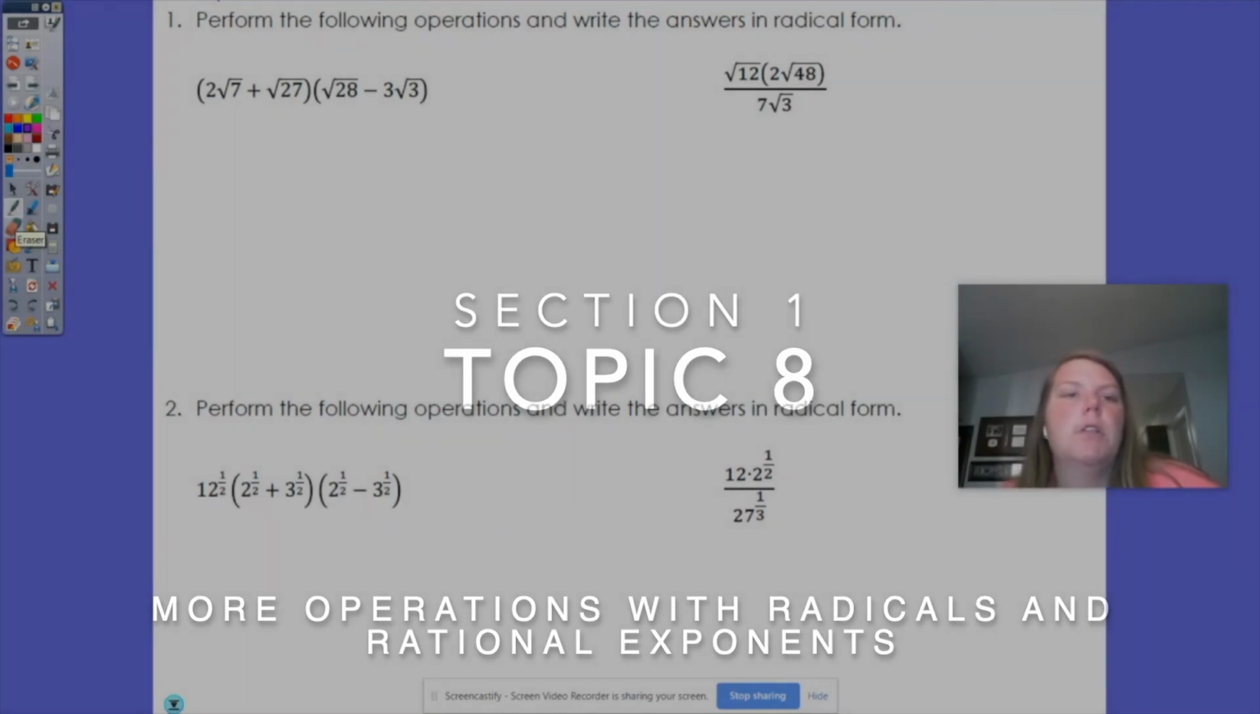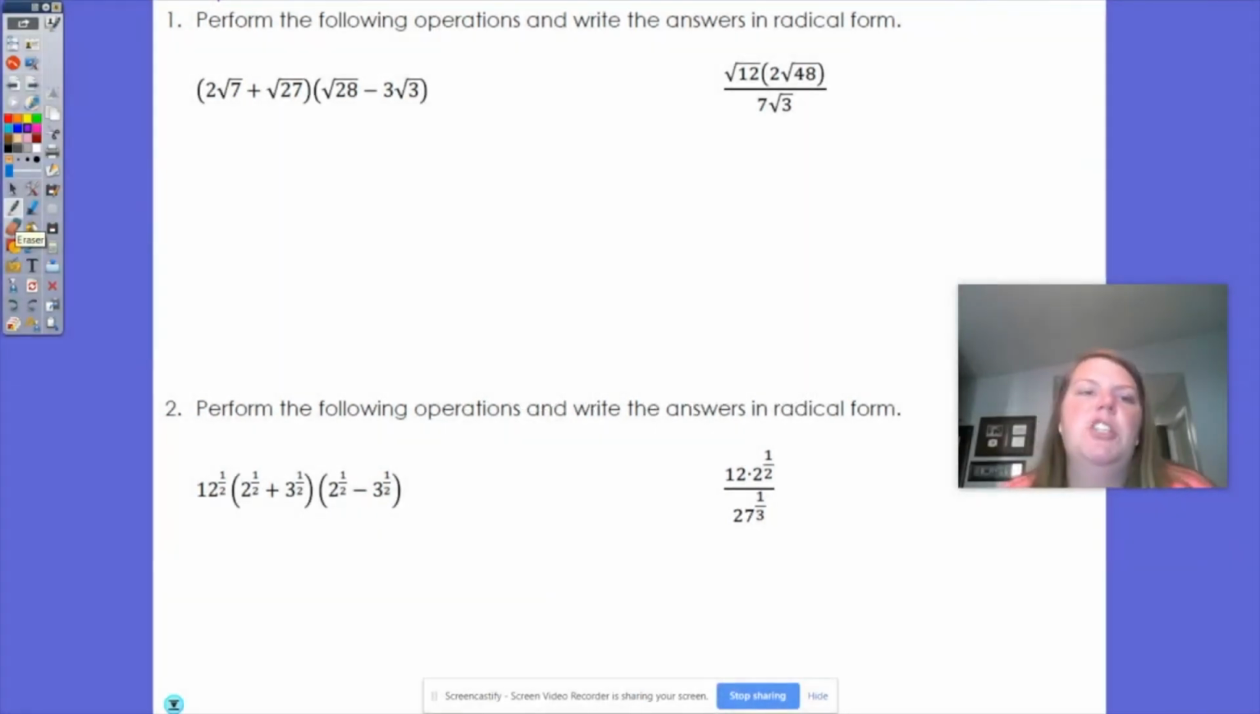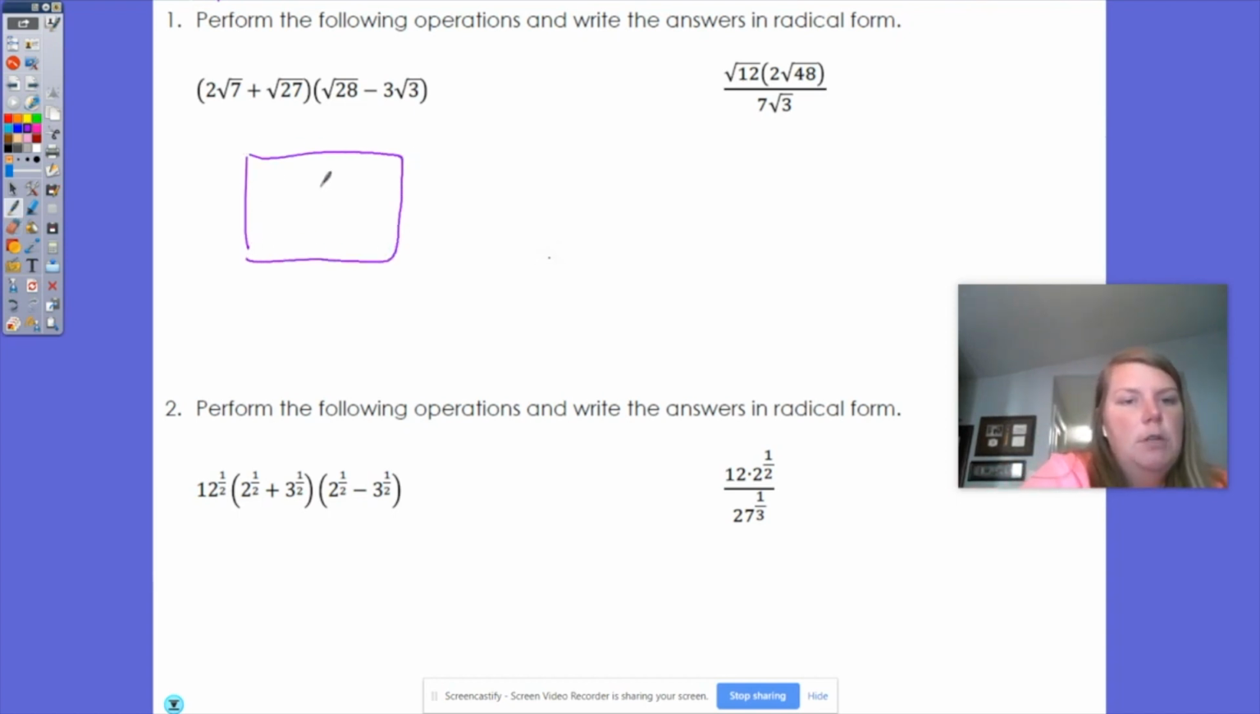Okay, now we're going to do section 1, topic 8, which is dealing with multiplying and dividing radicals and things with rational exponents. So if we look at the first one, it has 2 square root of 7 plus 27 all times the square root of 28 minus 3 times the square root of 3. So actually, I'm going to use our area model to multiply these. I just feel like it's going to make it a little bit easier.